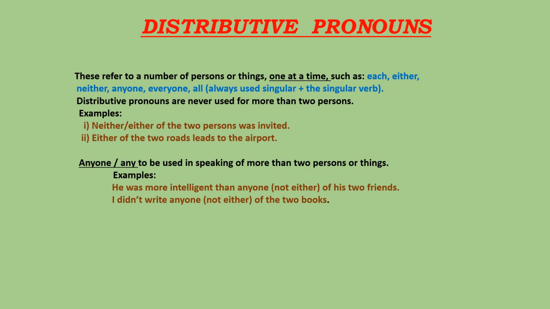Anyone or any is to be used in speaking of more than 2 persons or things. He was more intelligent than any one of his friends. I didn't write any one of the books.